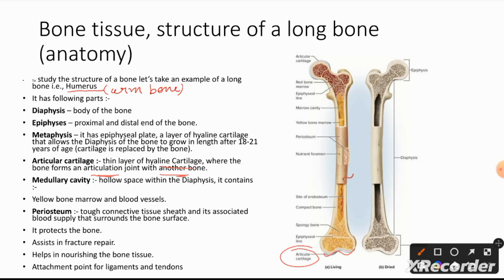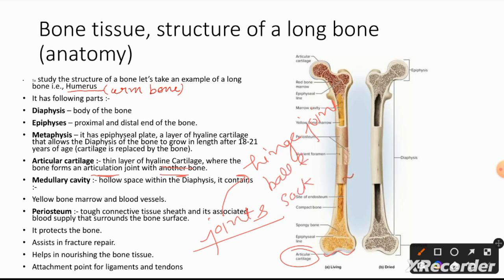Articulate means the point where one bone connects or joins with another bone, and it results in the formation of joints. There are different kinds of joints like the hinge joint, ball and socket joint, etc. These joints help in movement of a bone, and this articular cartilage prevents friction when two bones move together.